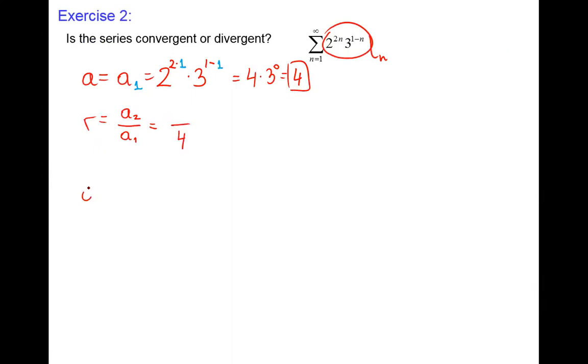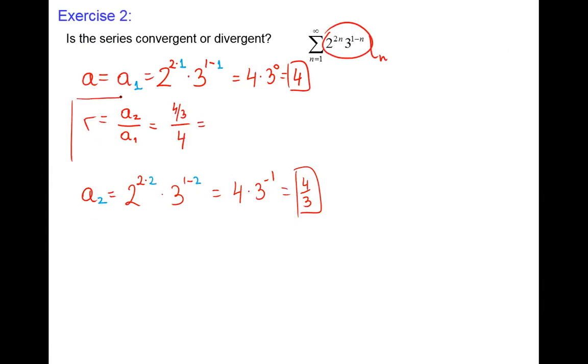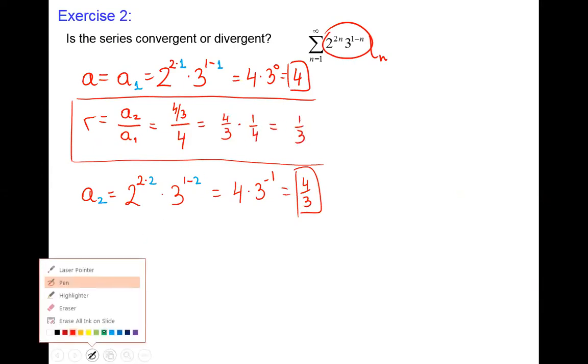Let's compute on the side the second term. I will use the blue color. Let's substitute 2 instead of n. What is the second term? 4 times 3 to the -1, so 4 over 3. That's important: 4 over 3 divided by 4 means multiplying by the reciprocal.